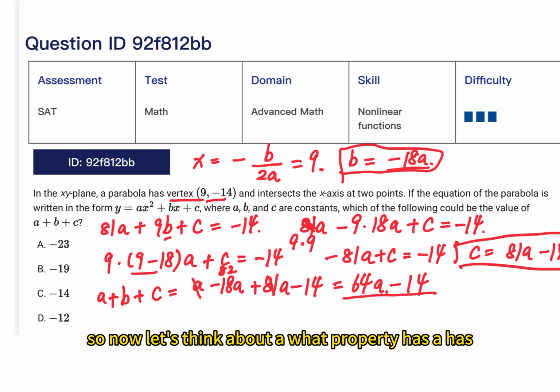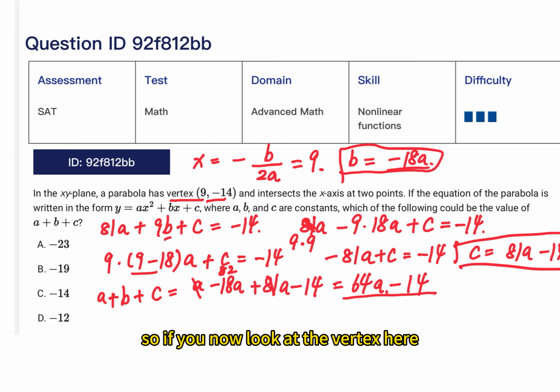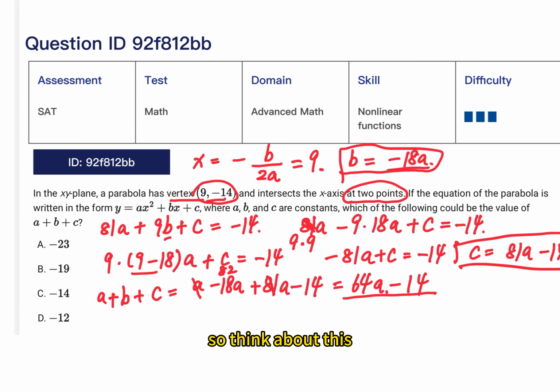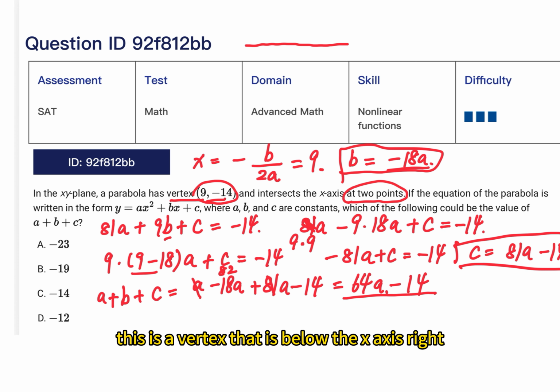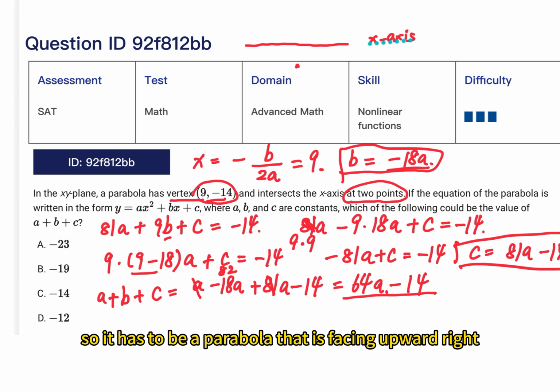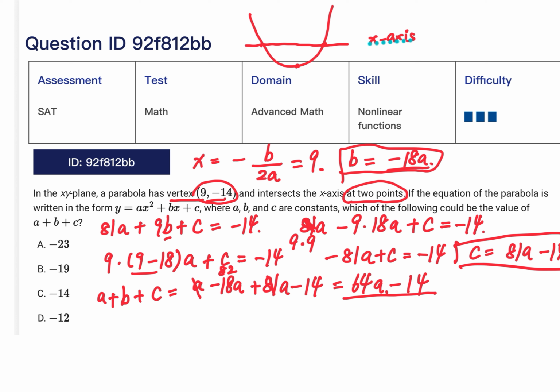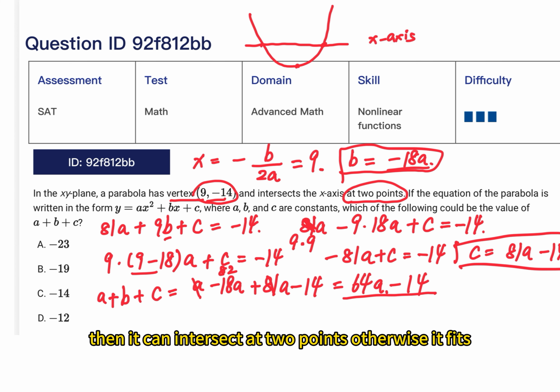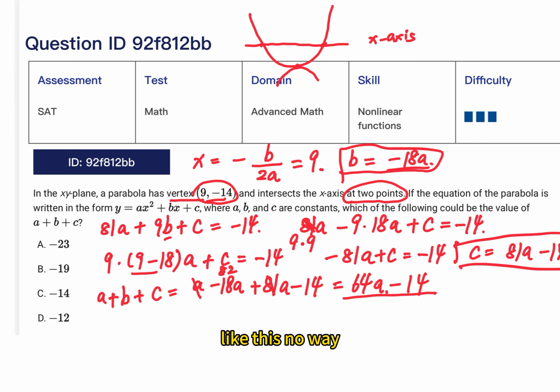So now let's think about a. What property does a have? If you look at the vertex here, and it also says it intersects at 2 points, maybe let's draw the graph. This is a vertex that is below the x-axis, right? It intersects at 2 points, so it has to be a parabola that is facing upward. Then it can intersect at 2 points. Otherwise, if it's facing down, no way.